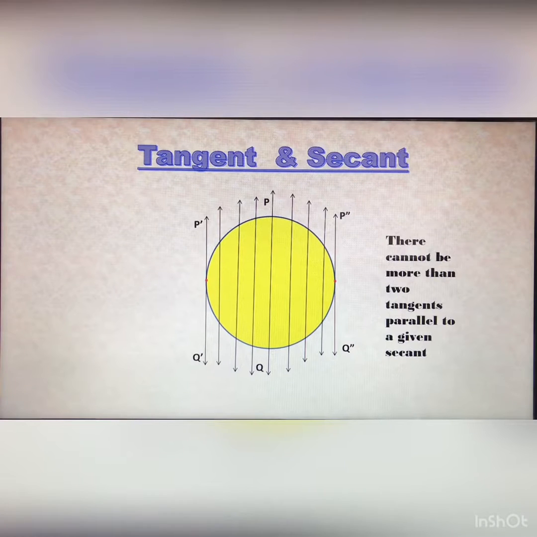There are only two parallel tangents that can be drawn for a parallel secant.